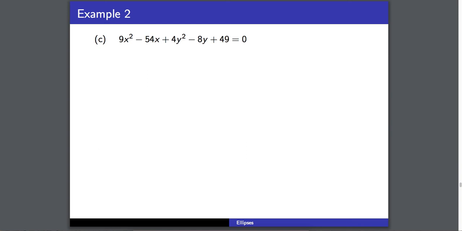In this video, we're going to take a look at some more examples of writing the standard form for the equation of an ellipse. So example 2, part C here, picking up from where we left off, we have 9x squared minus 54x plus 4y squared minus 8y plus 49 equals 0. Now, in the last video, we didn't have these other terms with this minus 54x or this minus 8y, which means that when we have any other x's or y's, the center of our ellipse is not going to be at the origin.